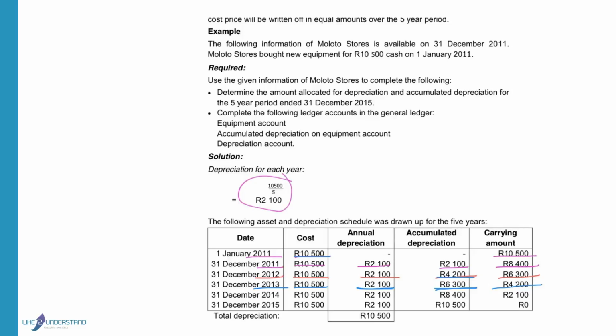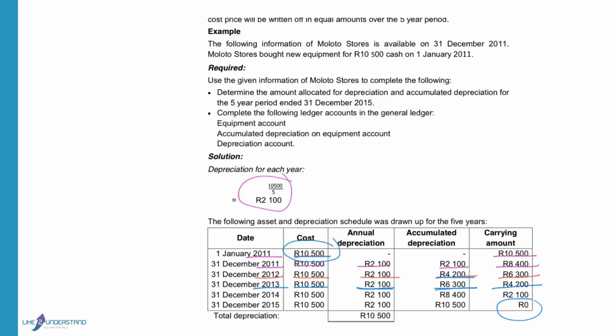And we will carry on doing this for the full 5-year period. At the end of the 5-year period, we will have a carrying amount of 0, because then we've written off the total amount of depreciation. That means you can't go on writing off depreciation even if you still use the asset after the 5-year period. You can only write off depreciation until you've written off the total cost price of $10,500.